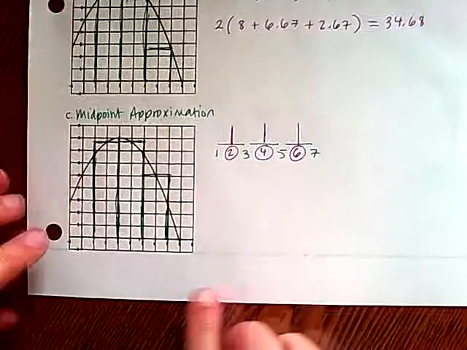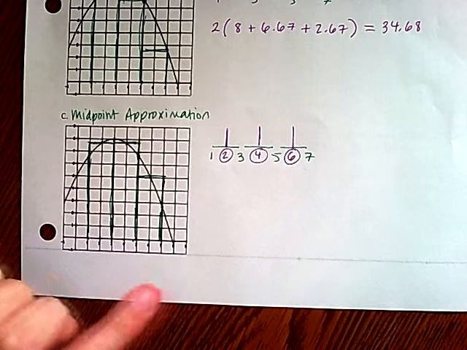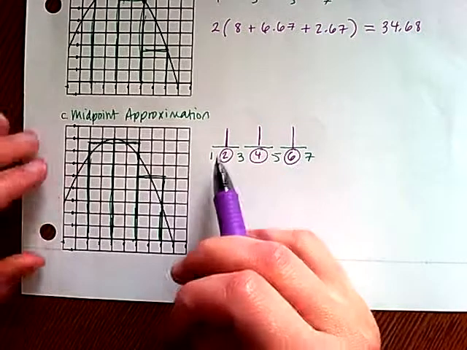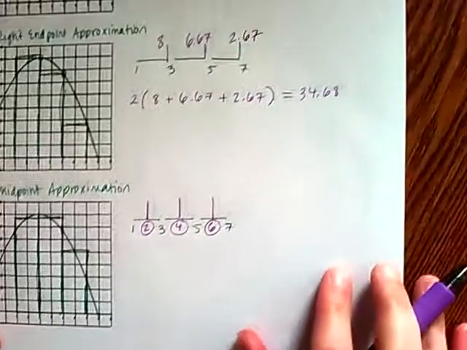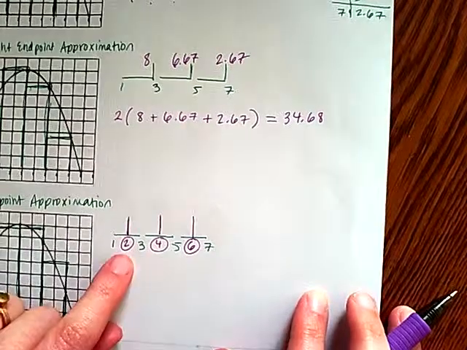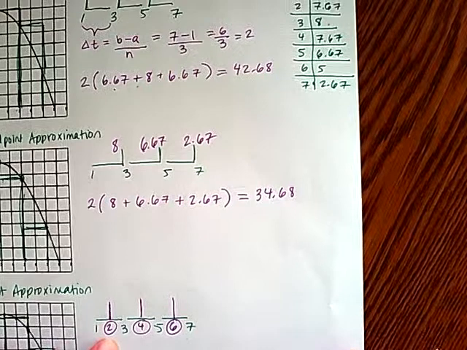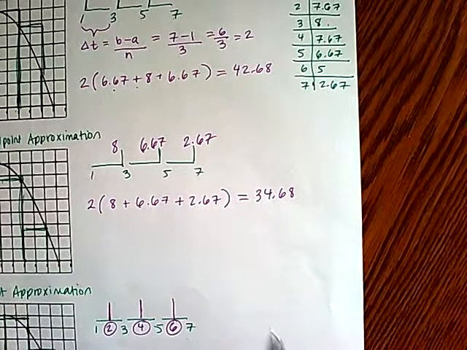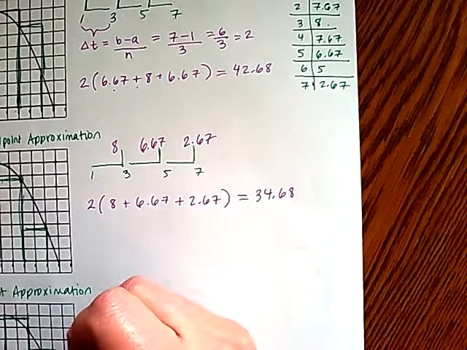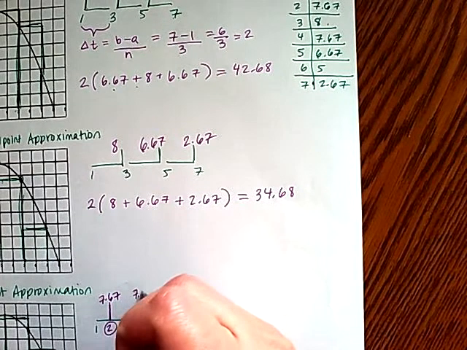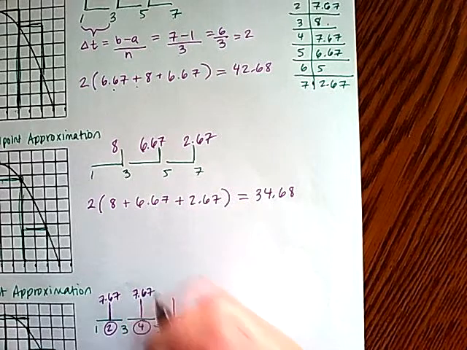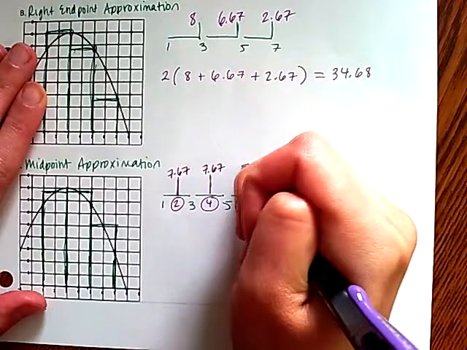So now that we have thought more conceptually about that, let's actually pull some more values. So now I actually need to find the areas of each of these. So I'm going to look back at my table. I need the value at 2, which is 7.67. I need the value at 4, which is also 7.67. And I need the value at 6, which is 5.